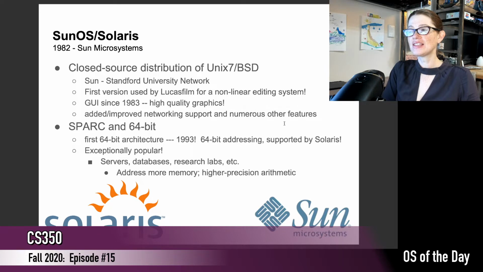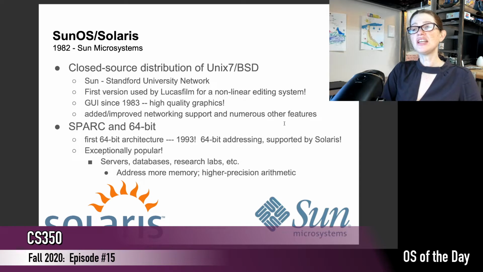So Sun was an offshoot of Stanford, so Sun is actually not referenced like the sun, but Stanford University Networks, because one of the big things that their operating system and their hardware, because they were actually a hardware company as well, they were building on was really great networking support and really great networking architecture. So the first version of their operating system, which was known as Sun OS, was actually a closed source distribution of Unix 7 and BSD. And closed source, so they don't share the source code to it.